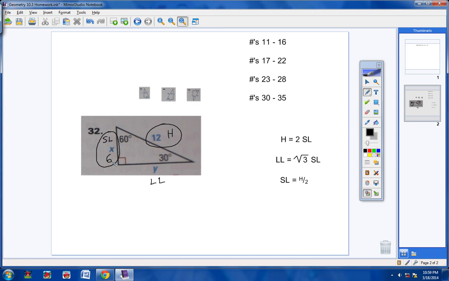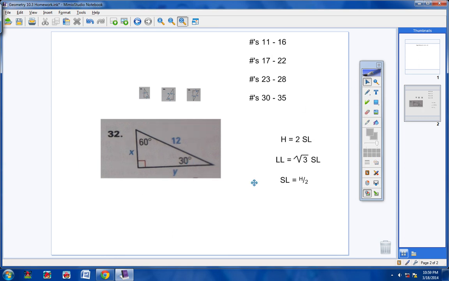Well, if your shorter leg is 6, then the longer leg is going to be 6 times the square root of 3, or 6 square root of 3. So there's your longer leg. Okay? Pretty simple, not too difficult. Let's move on to number 33.